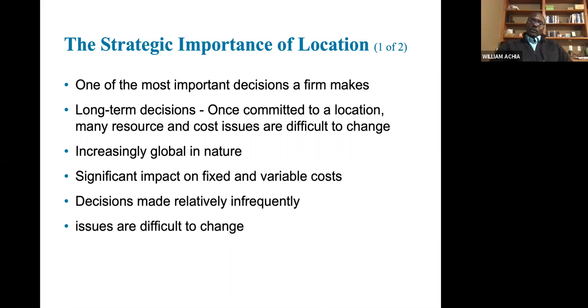Okay, so it's usually a decision that's not made as frequently, but it entails a lot of decision making. It entails usually a pretty significant commitment by the company, and as a result of that, location decisions are usually a strategic decision that's usually decided by those within the organization at the upper echelons of the organization.